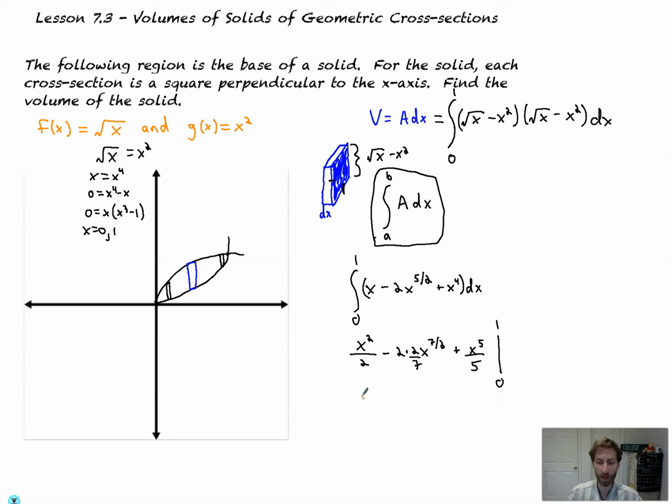When I plug in 1, I'm just going to get 1/2. I'll get 1 times 2 is minus 4/7. And this is going to be 1/5. So as gross as those numbers are, we're then only going to be subtracting 0 when we plug everything in.